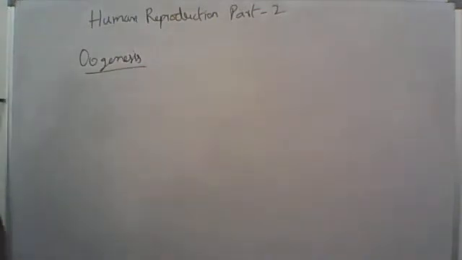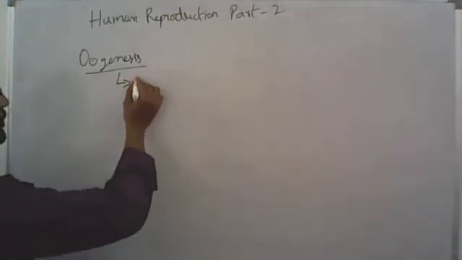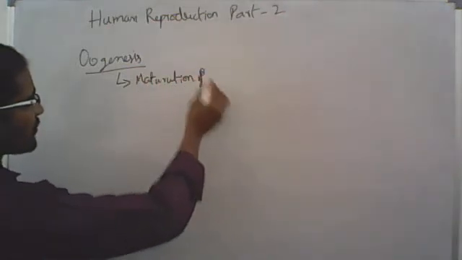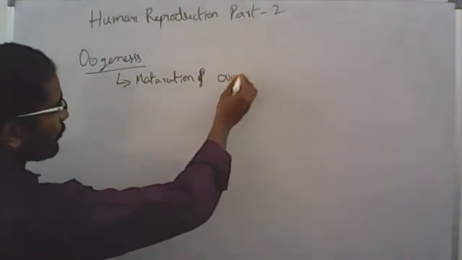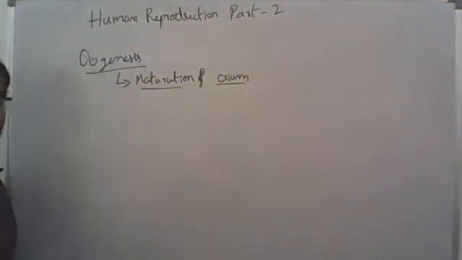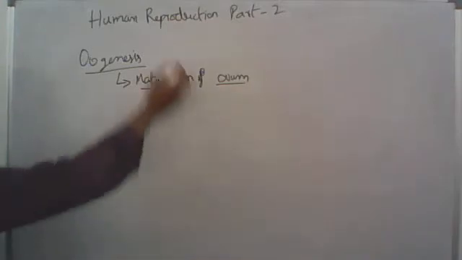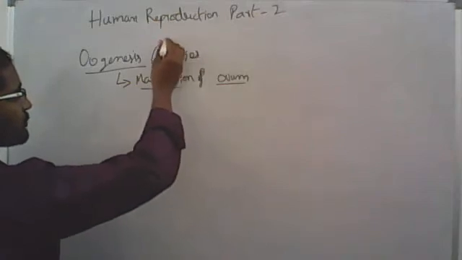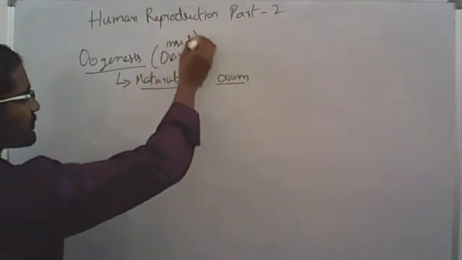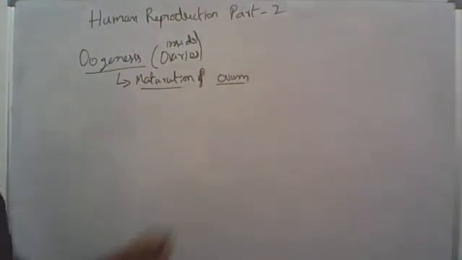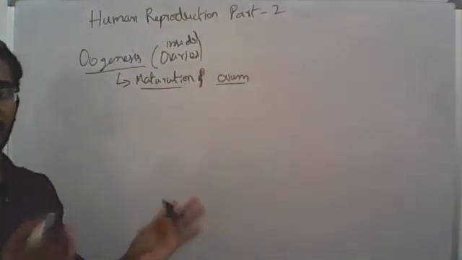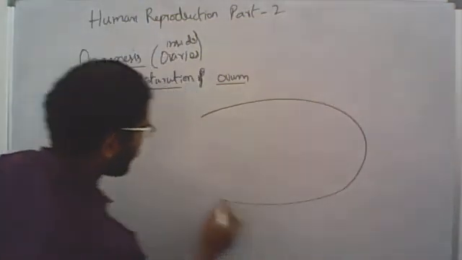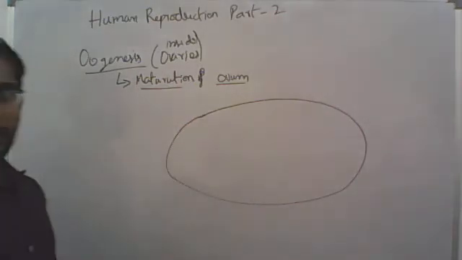Oogenesis is nothing but the maturation of the female reproductive cell, the ovum. How does it get matured in the ovaries? These actions happen inside the ovaries. Last class we saw how the ovary looks. It is in an adjacent position to the uterus. Just consider this is one of the ovaries.